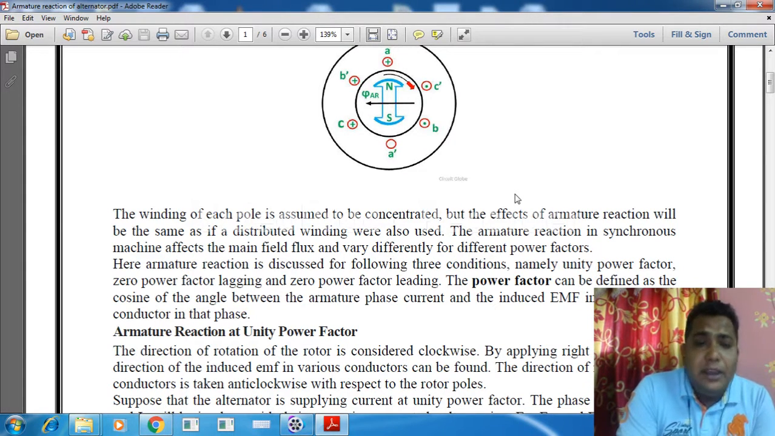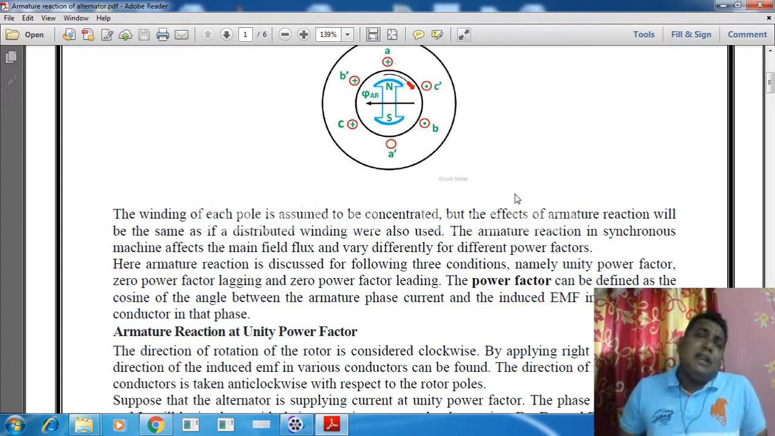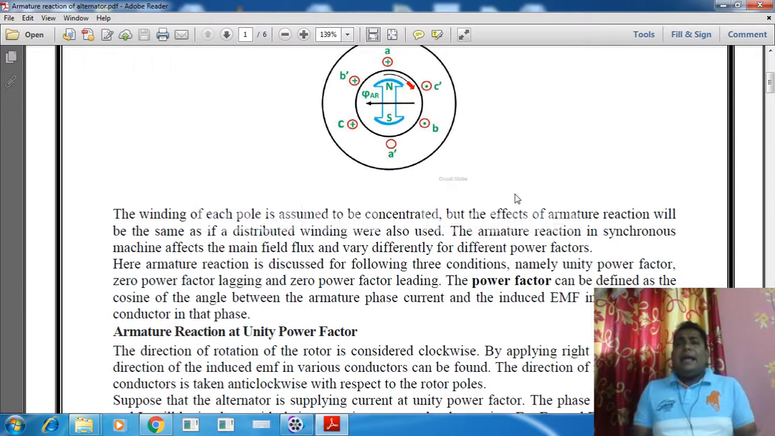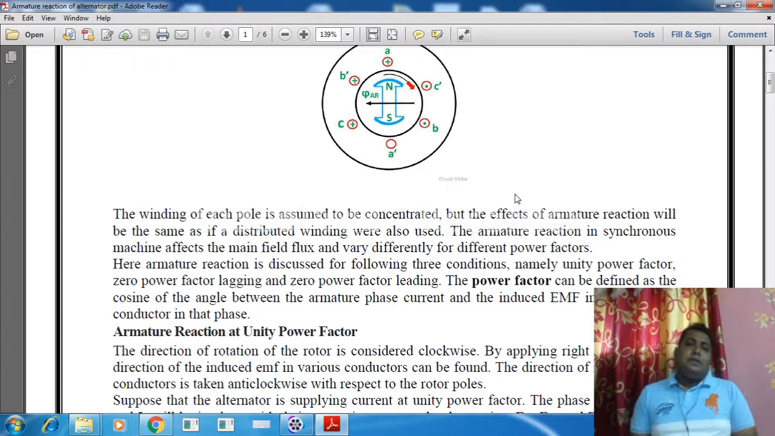The power factor can be defined as the cosine of the angle between the armature phase current and the induced EMF in the armature. It is a very important line. That means in the armature, whatever EMF is induced and whatever current is flowing, the angle between them is the phase angle, and its cosine is the power factor. So let us start with the armature reaction in unity power factor.